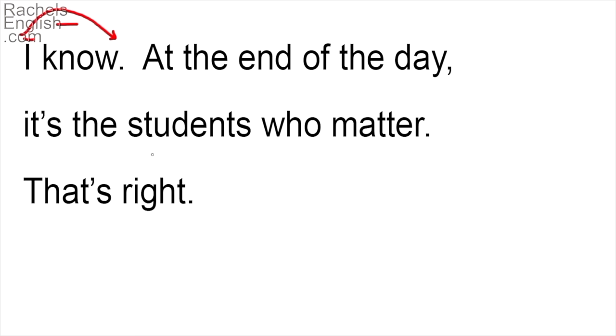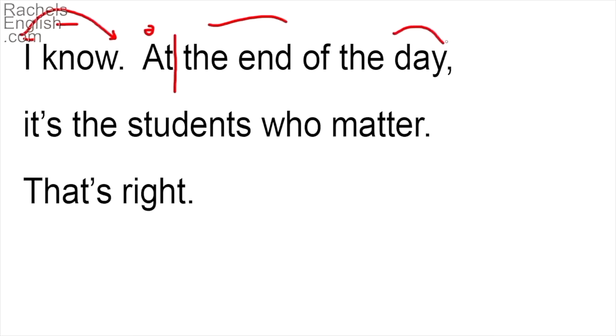At the end of the day. Now here I definitely reduce the vowel to the schwa. Stop T. At the end of the day. Again, the whole phrase is very smooth. At the end of the day, with end and day being a little bit longer, also having that peak in intonation.